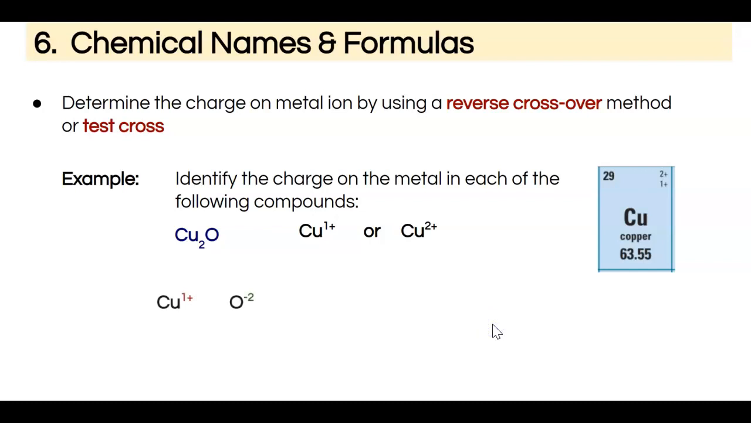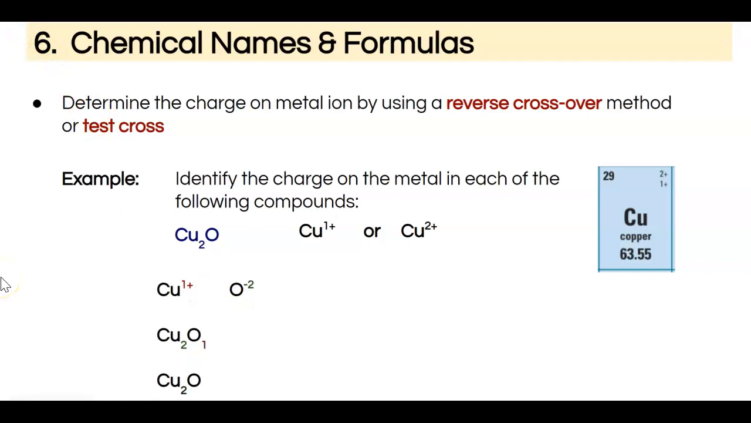So if I were to take the copper +1 and cross it with oxygen with a -2 charge, and remember again to have your periodic table handy so you can identify these charges, and I were to just cross those down, then this is the formula that I would get.